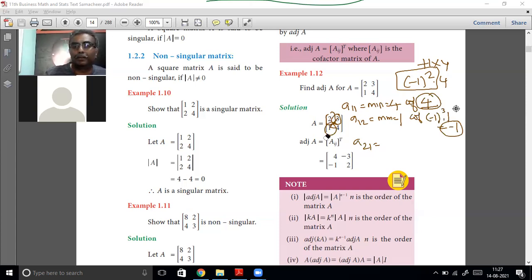For A21, the minor is 3. The minor of 21, which is 1, is 3. Then the cofactor is -3. Very good, correct, -3.